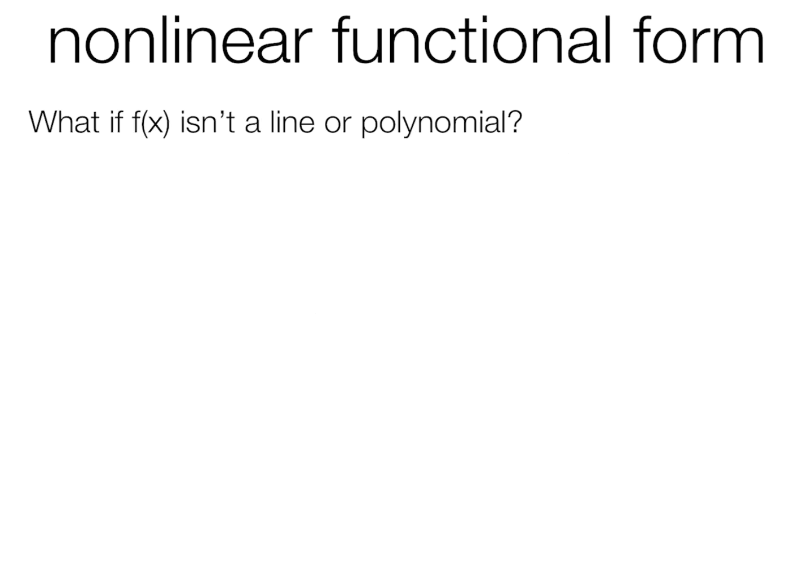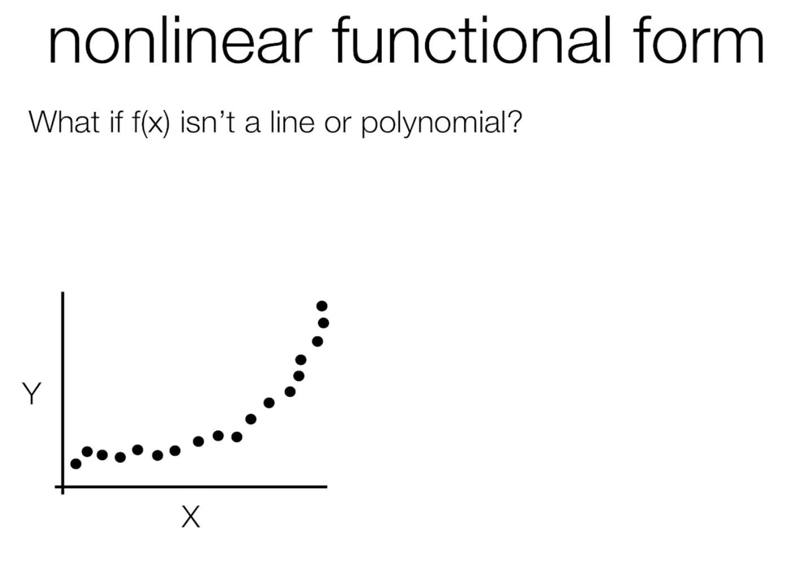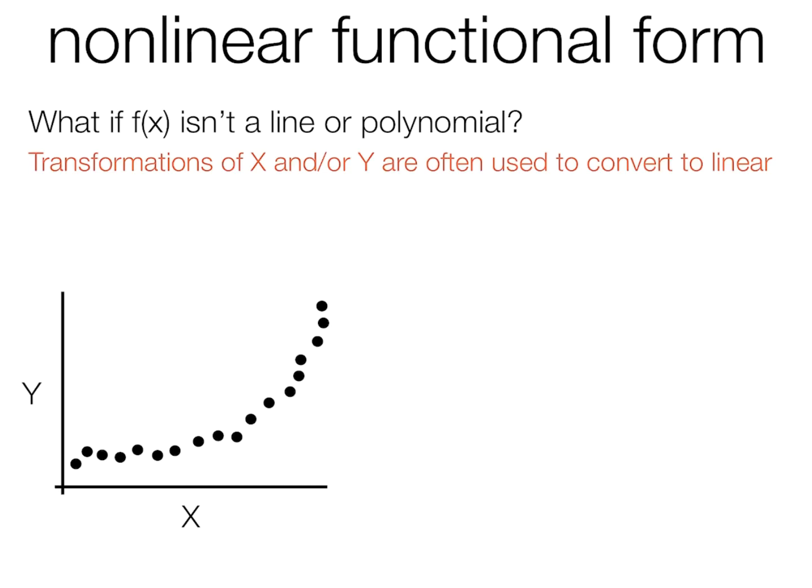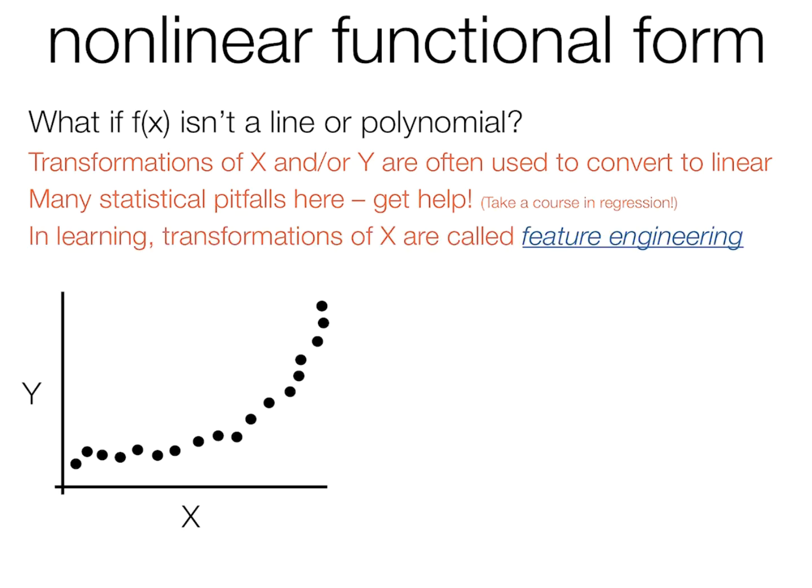Now, what if f of x isn't a line or a polynomial? So this is continuing this discussion on a nonlinear functional form. For example, let's say that you have a data set that looks like this. In general, we'll do transformations of x and y to try to convert the problem into a linear problem. Before I illustrate this for you, I'll say, be careful, there are many statistical pitfalls that you can run into here, so in general it's a good idea to get help or to take a course in regression before you start really playing around with nonlinear functional forms. But this kind of stuff is done fairly routinely.